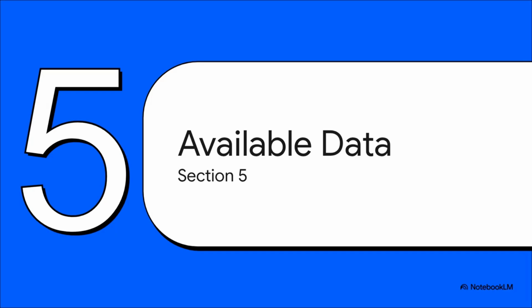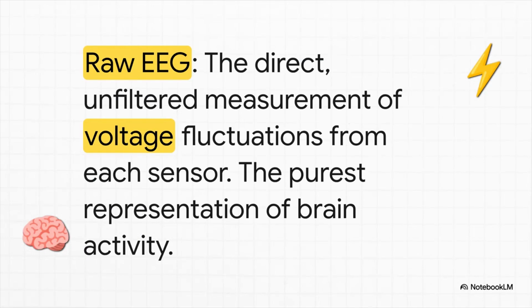Okay, so we figured out the plumbing. We know how to get the data flowing. So now we get to the really exciting part. What data are we actually getting to work with? This is where your creativity can really take off. Let's start right at the source, raw EEG. This is it. This is the direct, unfiltered electrical chatter from the sensors on your scalp. It is the purest form of your brain's electrical activity that you can get.